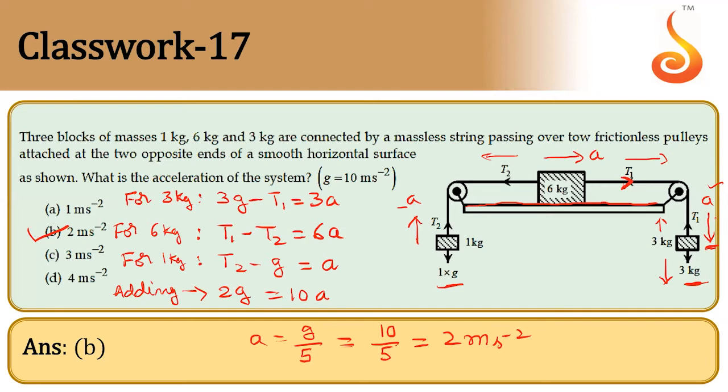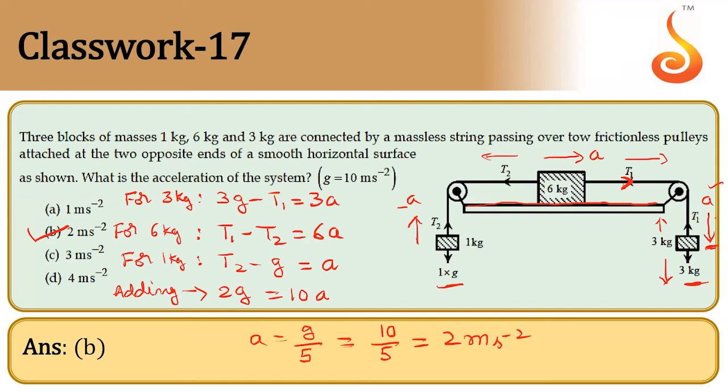You can use A is equal to F by M1 plus M2 plus M3 only when you know the force that is acting, net force. But here, net force we don't know. That's why we are doing it. This is easier way. Of course, you can find the net force. Yes, same thing it is.